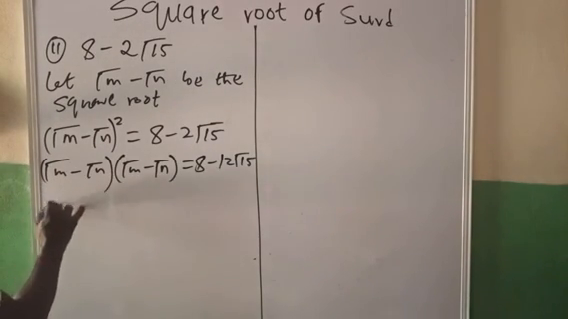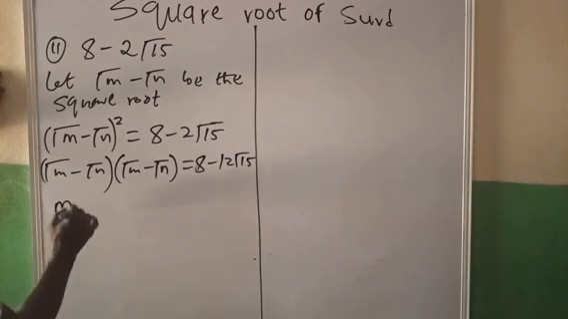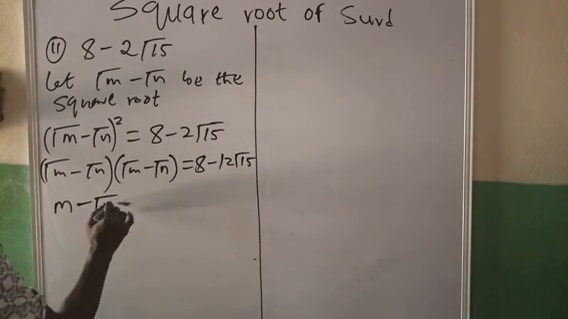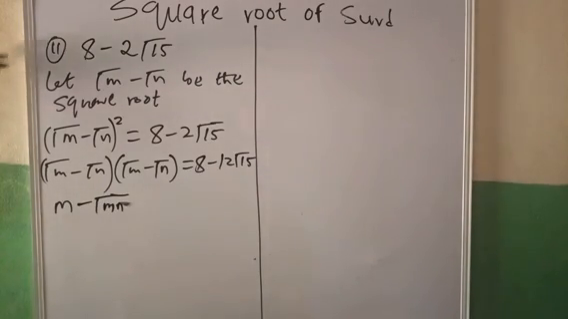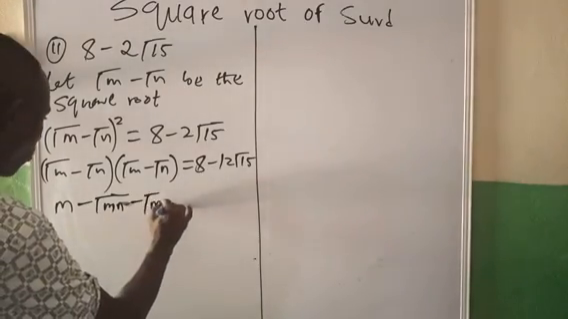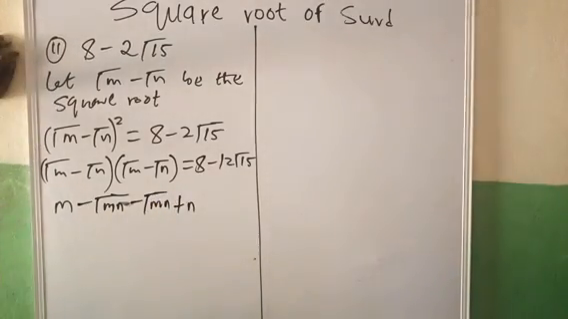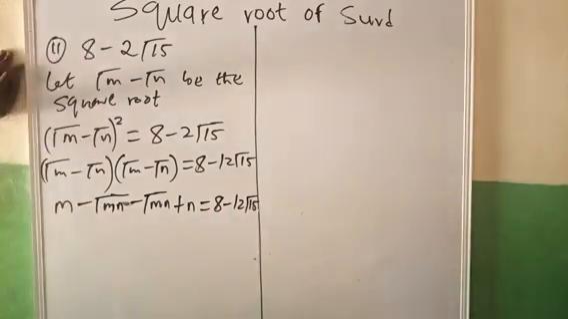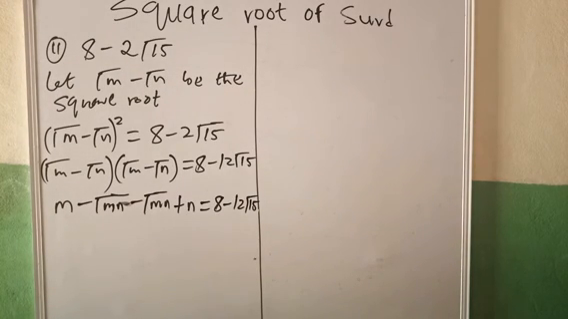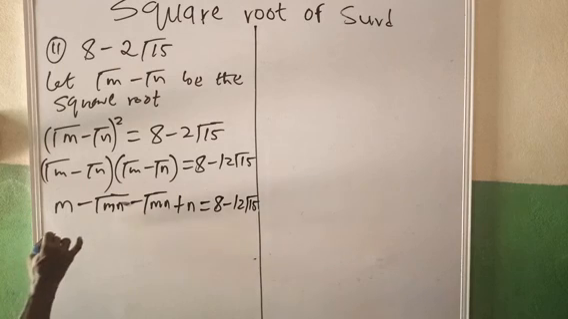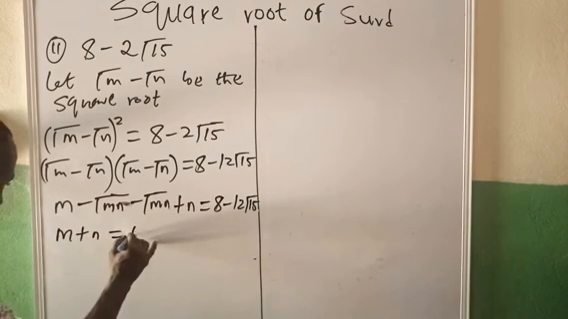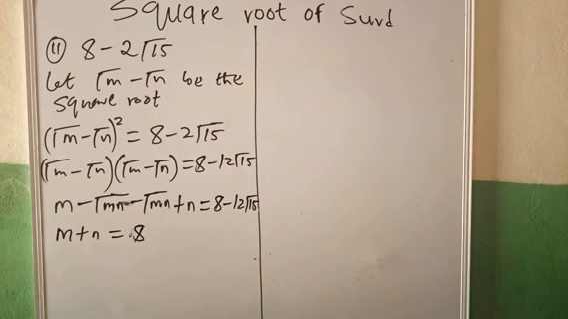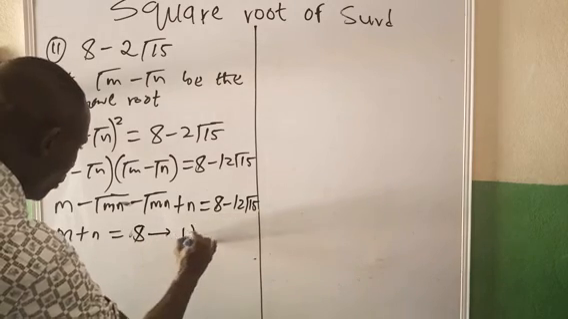So if I square both sides and expand this, I'll have root m minus root n, bracket, root m minus root n. Root m times root m is m. Root m times root n is minus root mn. Then you also have another minus root mn, plus n, will be equal to 8 minus 2 root 15. So we have m plus n will be equal to 8, because it's a whole number. This forms my equation 1.